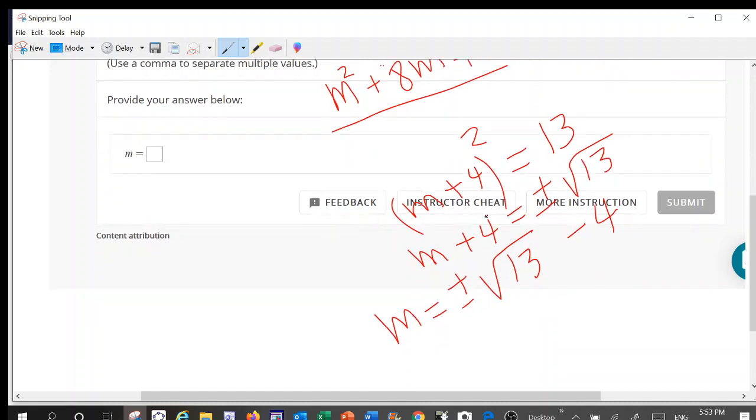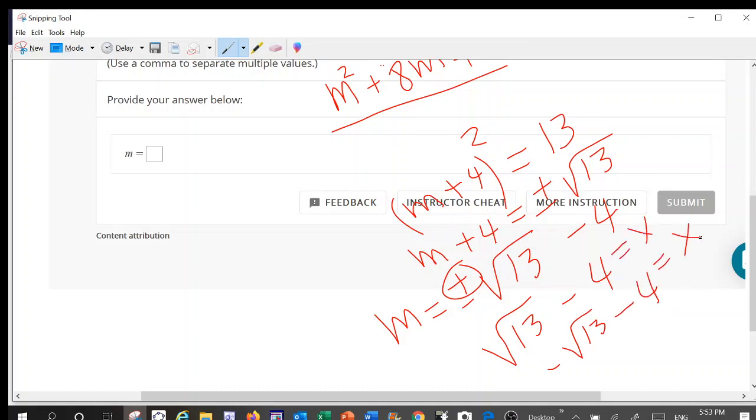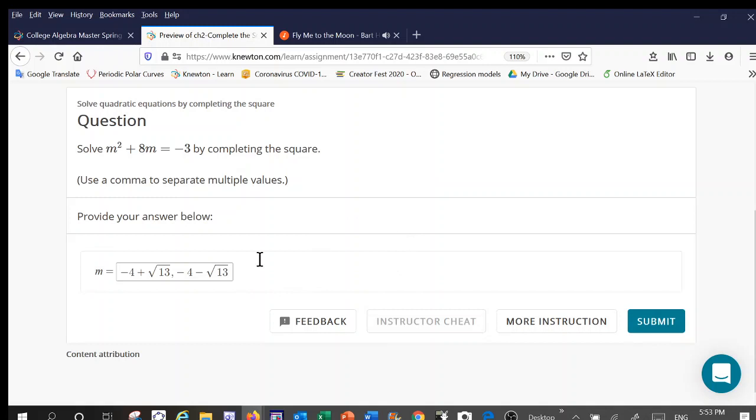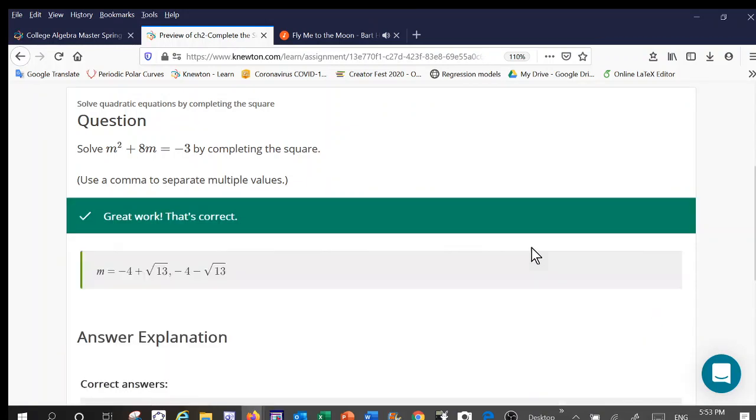There are two answers. We consider the plus first, so we get square root of 13 minus 4, and then minus the square root of 13 minus 4, the two numbers. Now, if you want to know what they are, you can put it in the calculator and get a decimal answer for those, but that's what they are, right? Negative 4 plus square root of 13, negative 4 minus square root of 13. Okay, so that's the idea of completing the square.